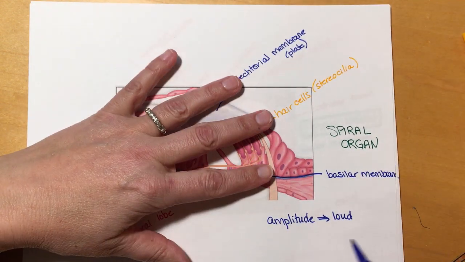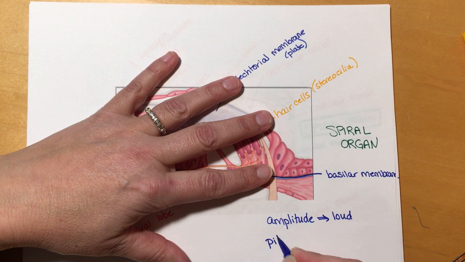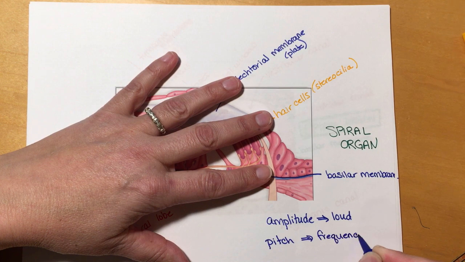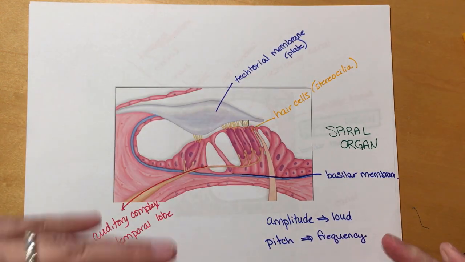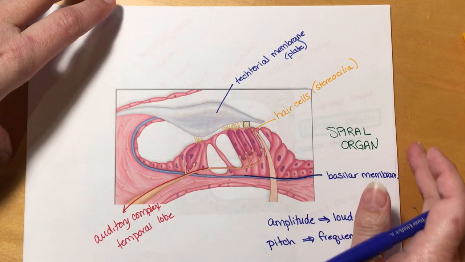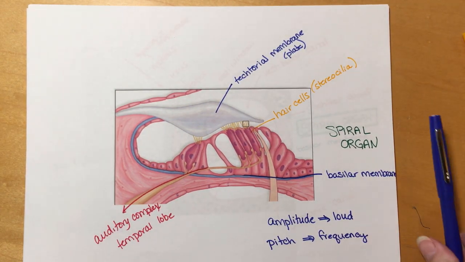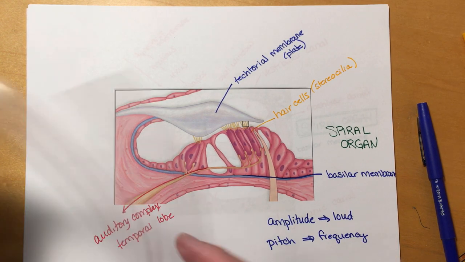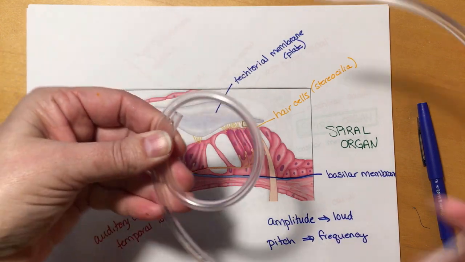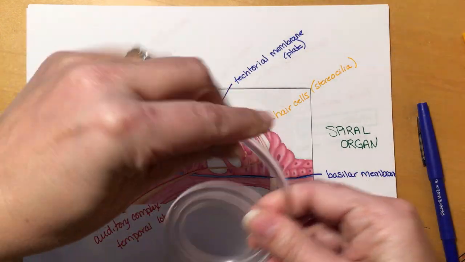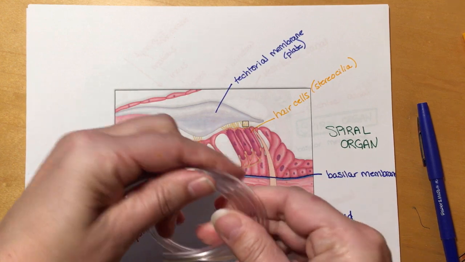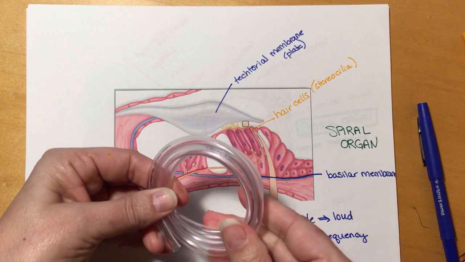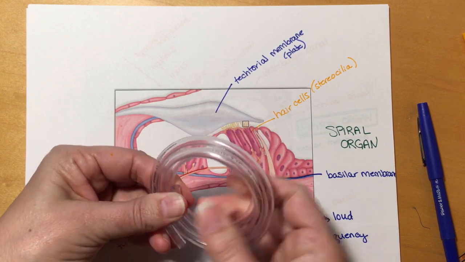The other difference we can hear when we're listening is pitch. And pitch has to do with frequency. So something with a low frequency would be down like this, and something with a high frequency would be up like this. And we can differentiate it because of the fact that the cochlea is that spiral. So at the very beginning of the cochlea is going to be the oval window, and the waves are going to start.